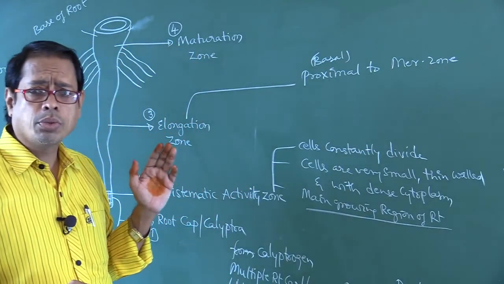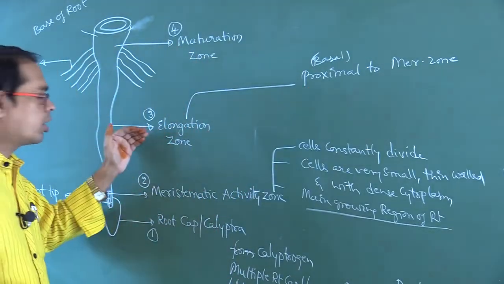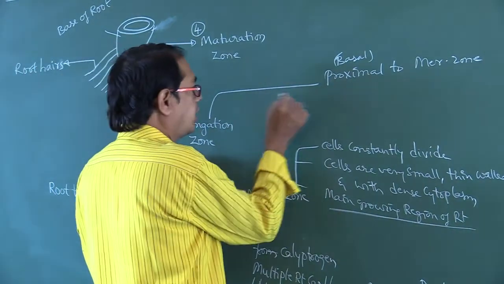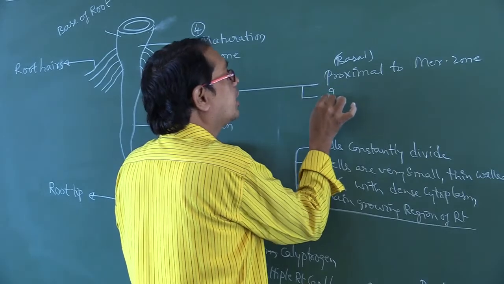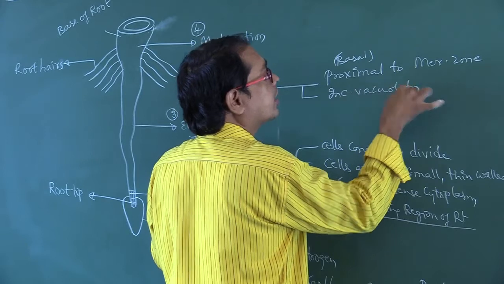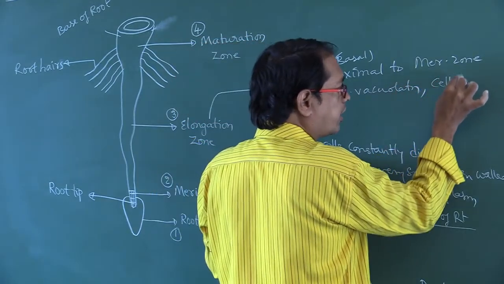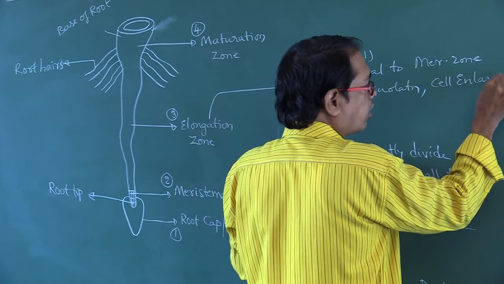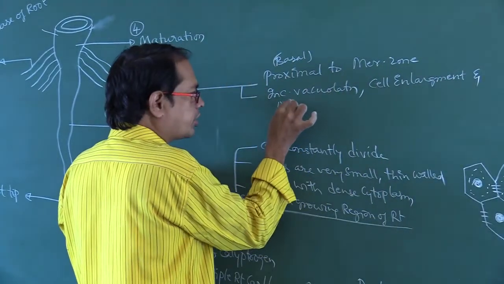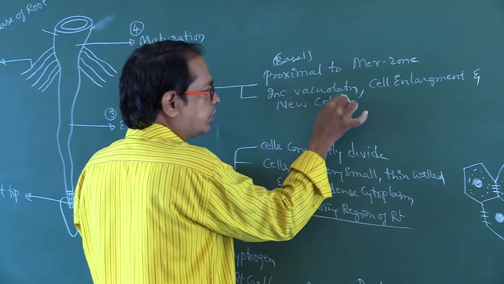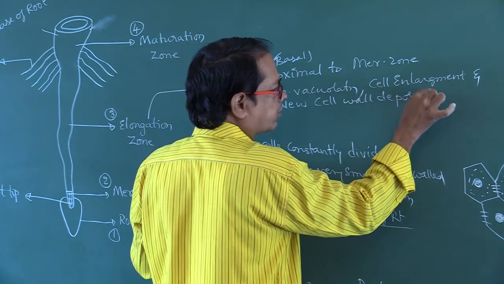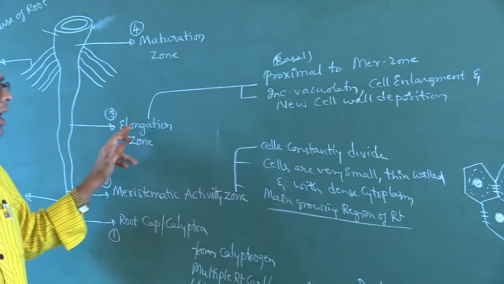Which zone is proximal to the meristematic zone? The elongation zone. What are the characteristics of the elongation zone? Increased vacuolation, cell enlargement, and new cell wall deposition are the characteristics of the elongation zone.